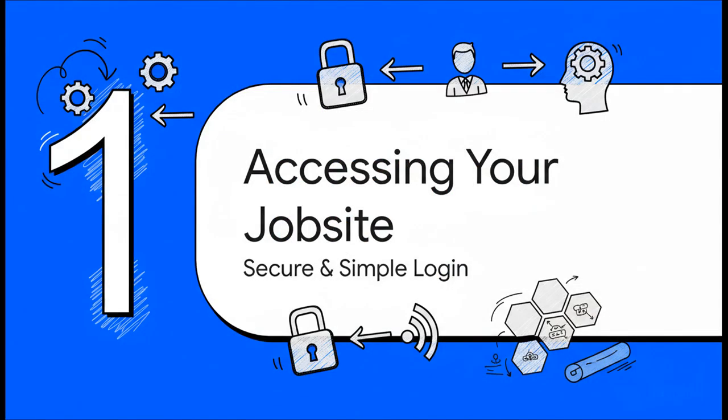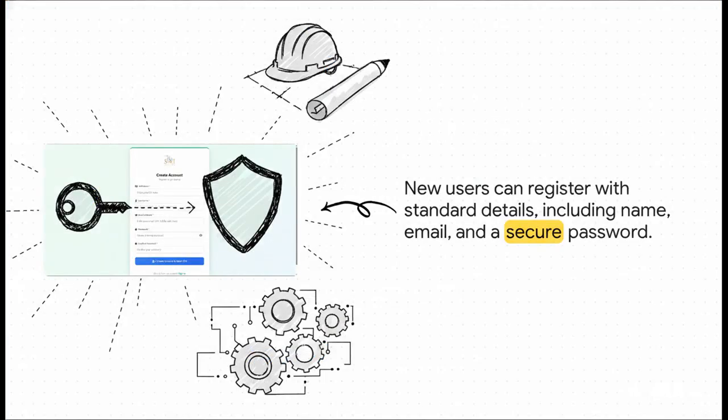Okay, so first things first. Before you can get control, you've got to make sure everyone on the team has simple but secure access to the system. Let's take a look at how that works. Getting a new person on board is super straightforward. They just register with the usual details, name, email, a secure password, and boom, they've got their own unique digital key to the entire job site.